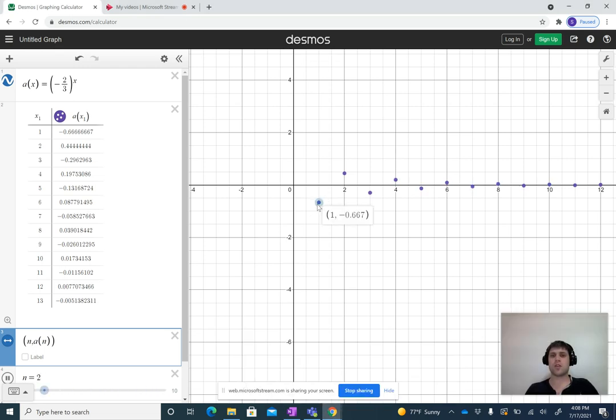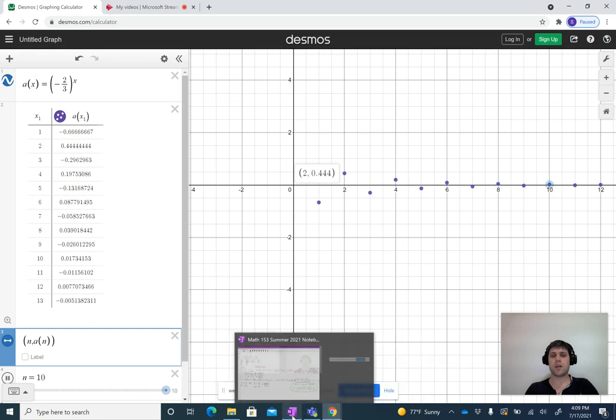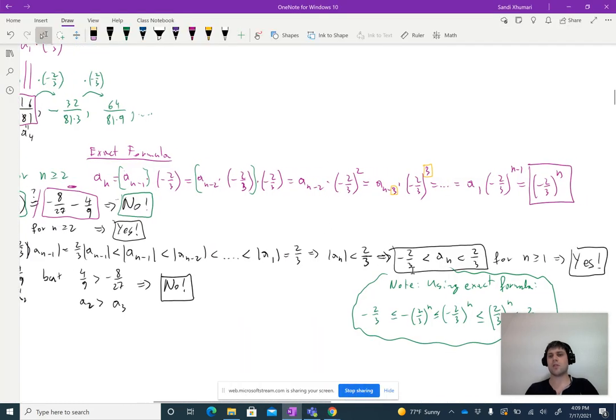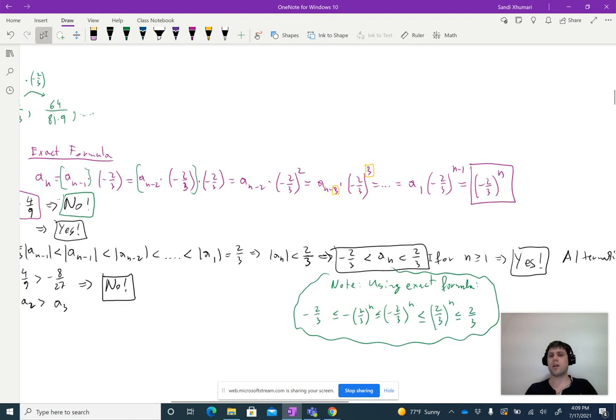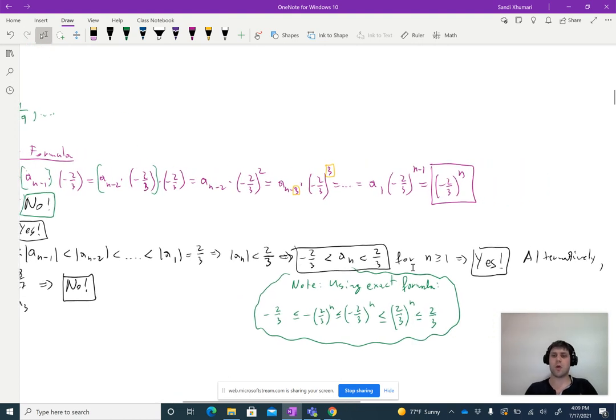So notice here that this is negative 2/3, but the upper bound here is not 2/3. It's a little bit smaller than that. That is okay. We don't care to be exact here. We just want to be bounded. Do I have the lowest possible upper bound? No, it doesn't matter.